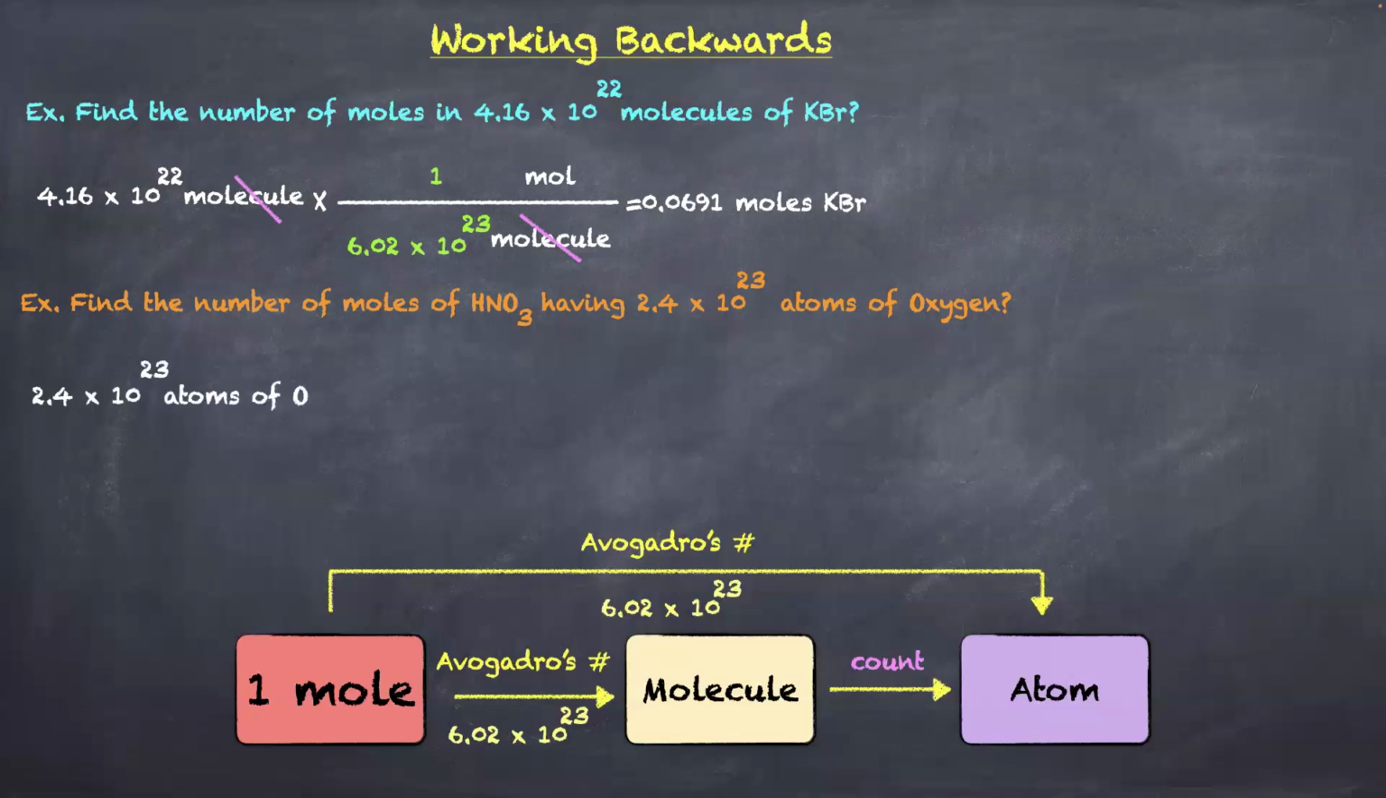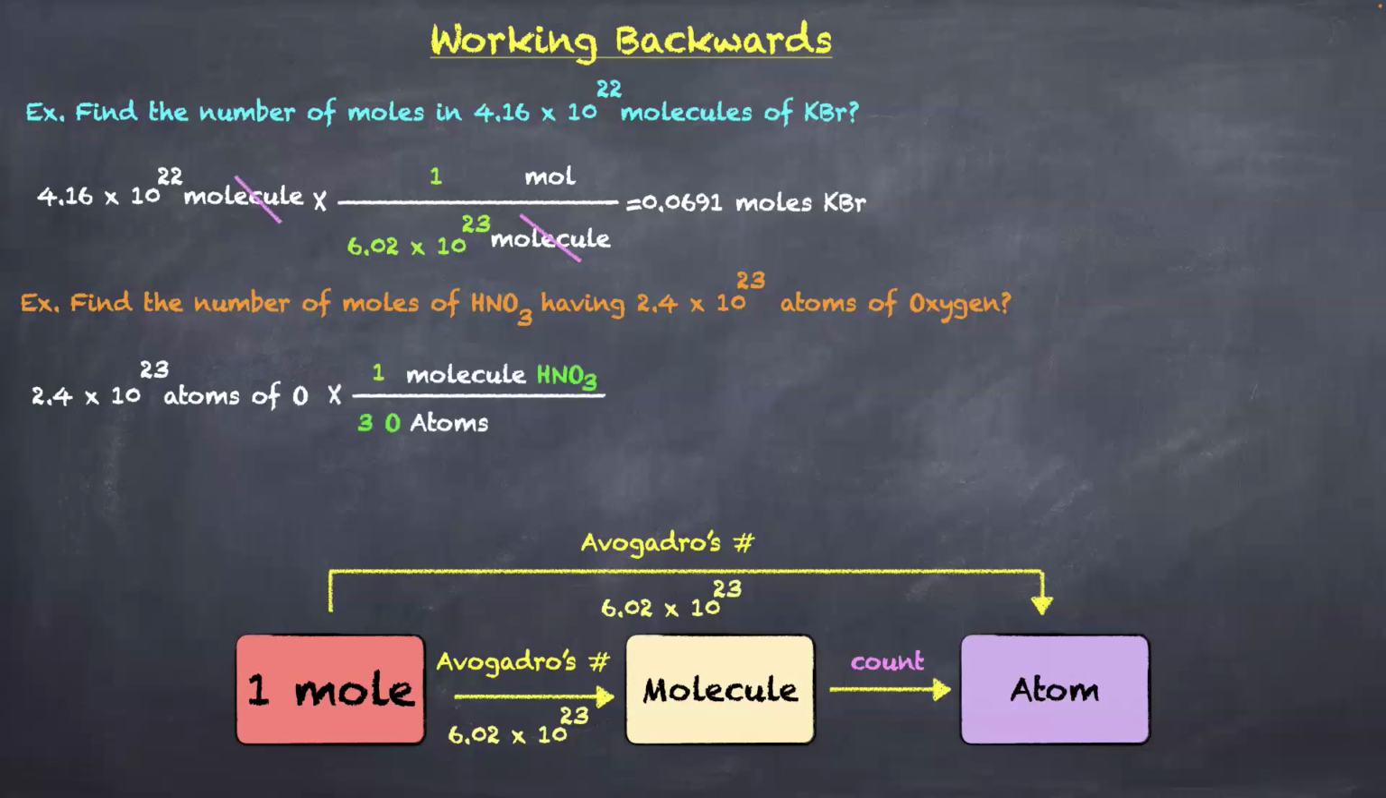So we start with the atoms of oxygen, and then next step is to cancel out atoms, and go to molecules. So atom has to go at the bottom, so it can cancel out. Molecule has to be at the top. And then we can simply do the counting, and we know for every 1 molecule of HNO3, there's 3 oxygen atoms in there. So this time they're not talking about the number of atoms in total. They're just particularly mentioning the number of atoms of oxygen. So there's only 3 of them.